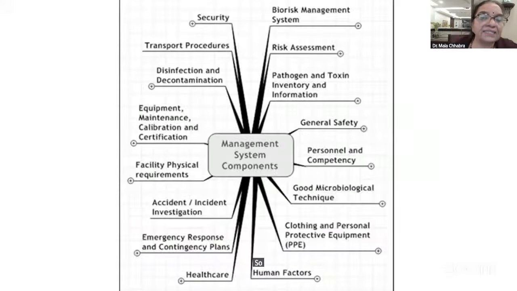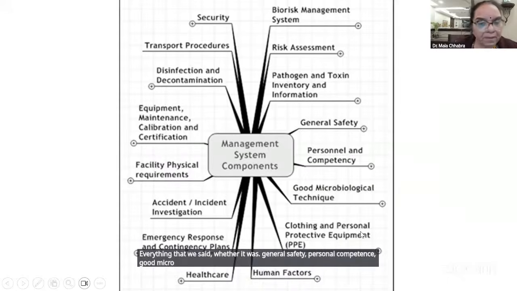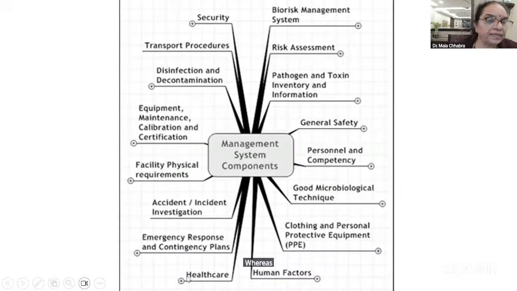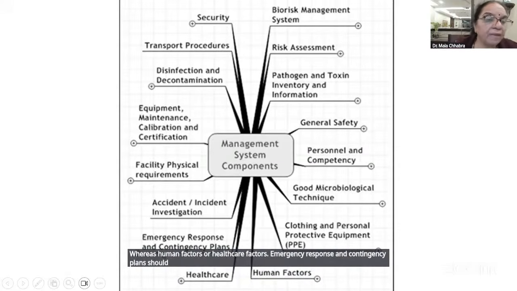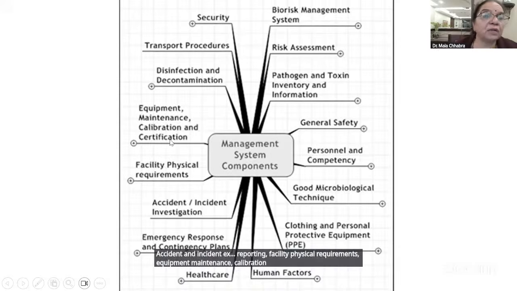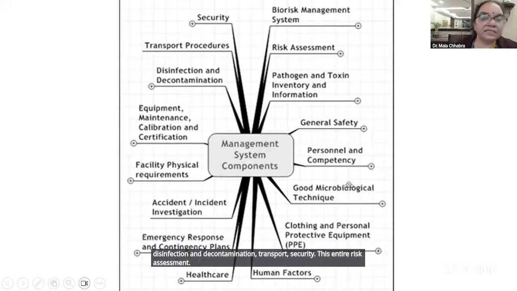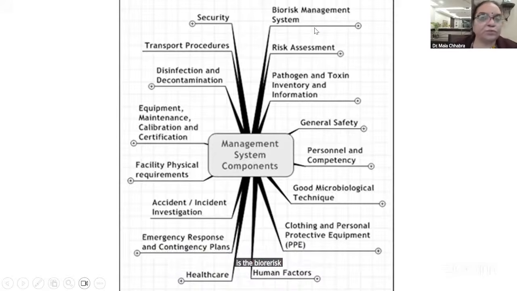So this summarizes the risk management systems, which include everything that we said, whether it was general safety, personal competence, good microbiological technique, PPE, various human factors or healthcare factors, emergency response and contingency plans should be ready, accident and incident reporting, facility physical requirements, equipment maintenance, calibration and certification, disinfection and decontamination, transport, security. This entire risk assessment is the biorisk assessment or management system.